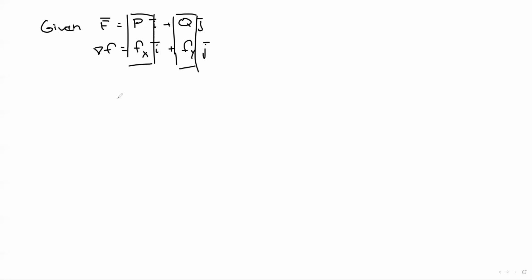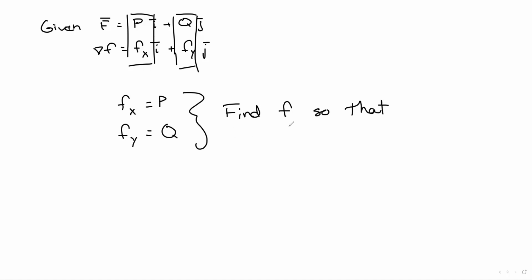what we've got is that P equals, actually, let's do it the other way around. We've got that the partial of f with respect to x equals P, and the partial of f with respect to y equals Q. All right, so what we need to do is go through and find the lowercase f so that this is true. If we do that successfully, then we will have found the lowercase f whose gradient equals capital F.